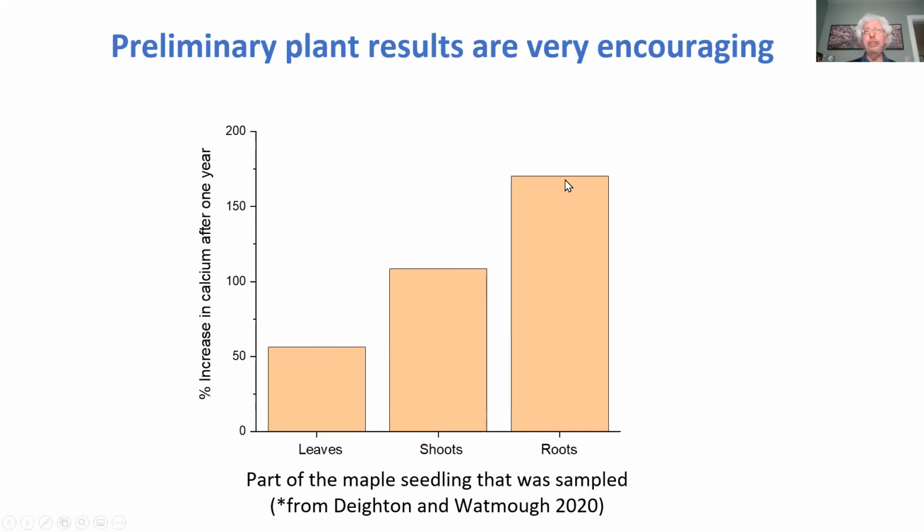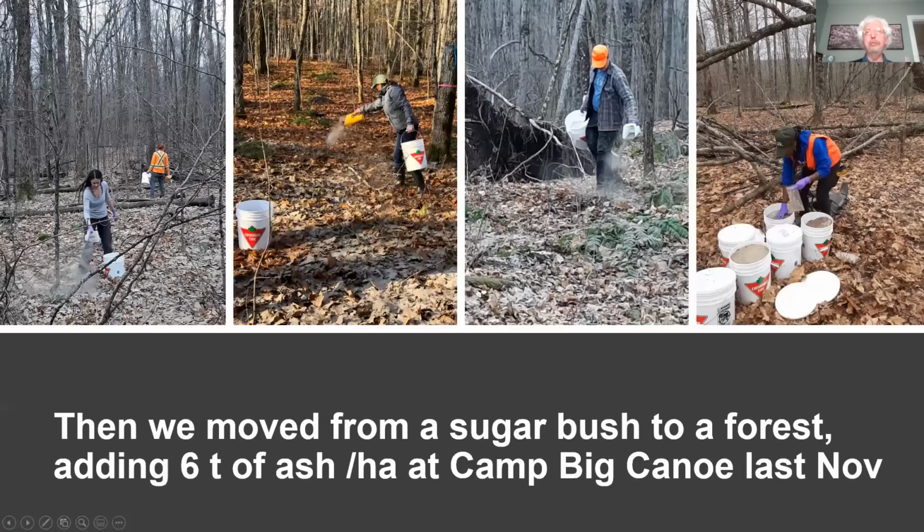And the roots, 175% increase in calcium levels in the roots, which means the roots are healthier, more fine roots, more mycorrhiza. All of this is very, very encouraging early data. With that early data, we then moved to Camp Big Canoe. And here are 4 other graduate students from Trent University adding ash to Camp Big Canoe last November.